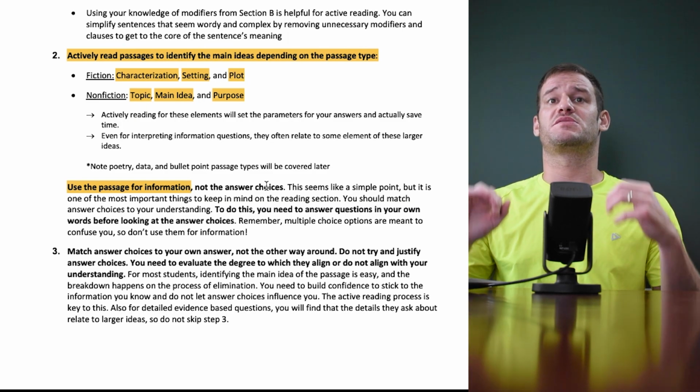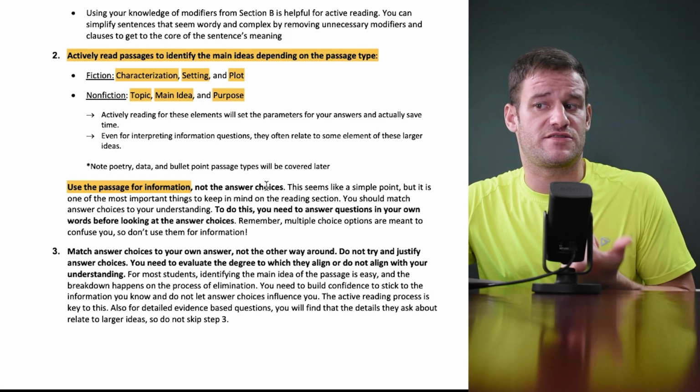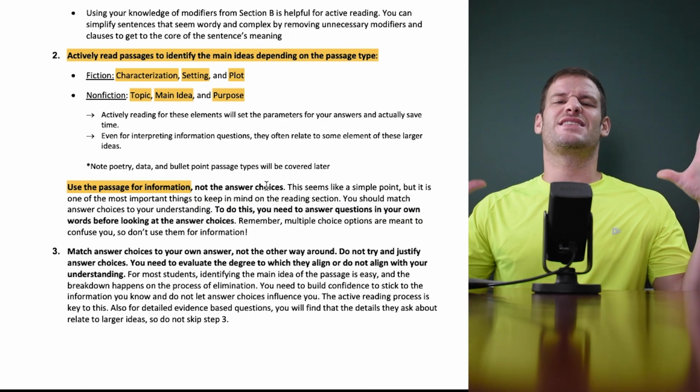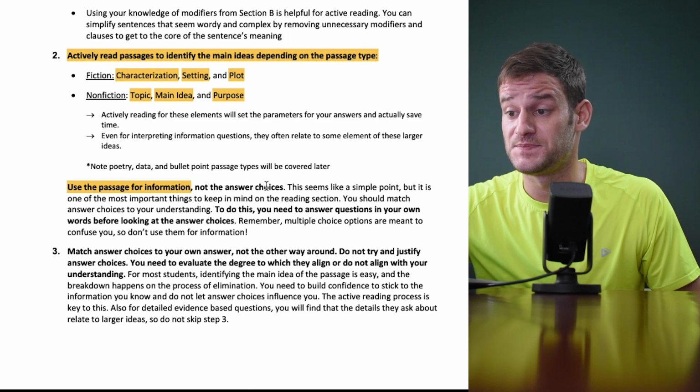So it's really important that before you look at answer choices, you take the time again to identify characterization, setting, and plot for fiction, or topic, main idea, and purpose for nonfiction. And that should, again, really set the parameters for the types of answer choices that you're looking for.